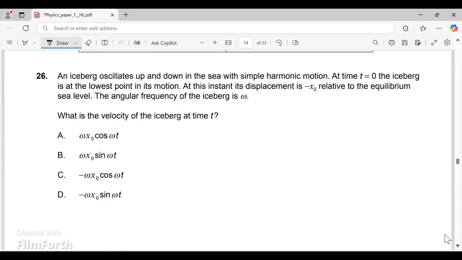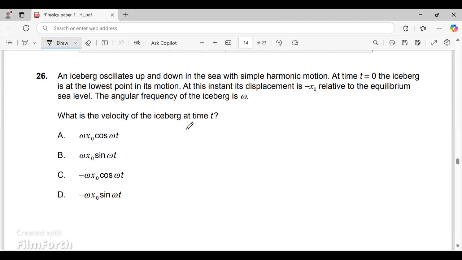An iceberg oscillates up and down in the sea with simple harmonic motion. At time t equals 0, the iceberg is at the lowest point in its motion. At this instant, its displacement x is x0 minus x0 relative to the equilibrium sea level. The angular frequency of the iceberg is omega. What is the velocity of the iceberg at time t?